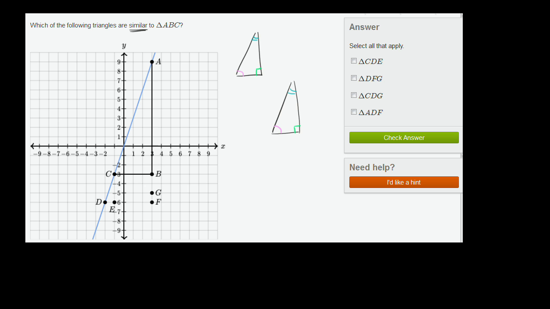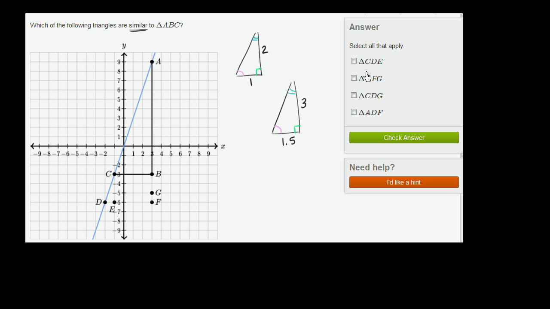So for example, if this side has length 2 and this side has length 1, you have a 2-to-1 ratio between the second longest side and the shortest side, then you're also going to have a 2-to-1 ratio here. So maybe this has length 3, then this one would be 1.5. 3 to 1.5 is the same thing as 2 to 1.